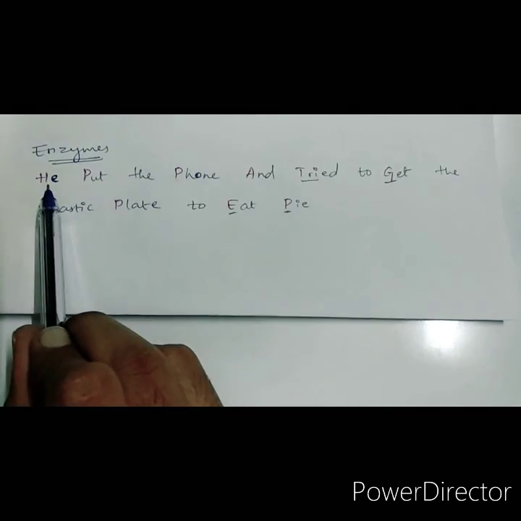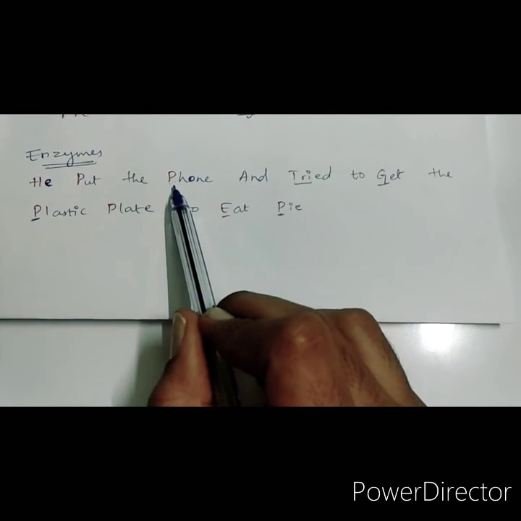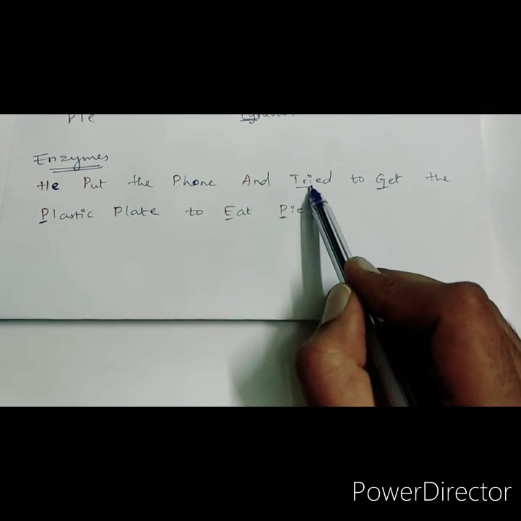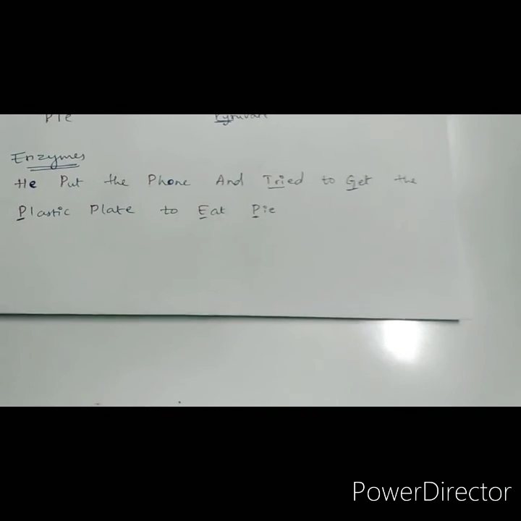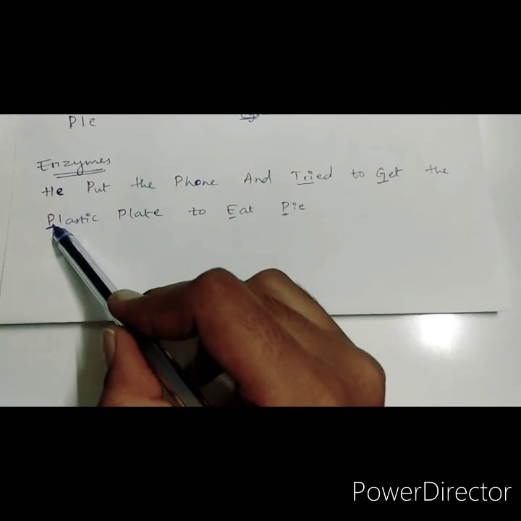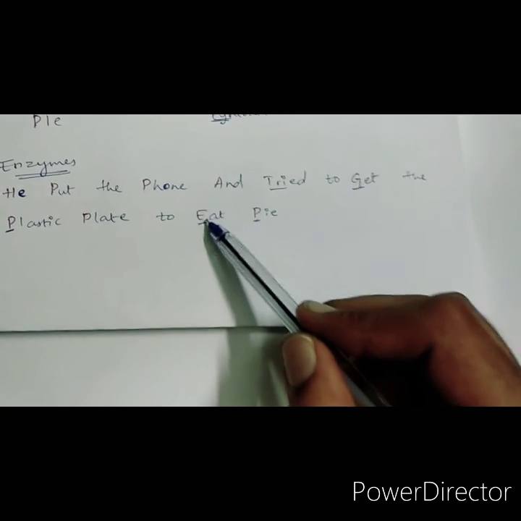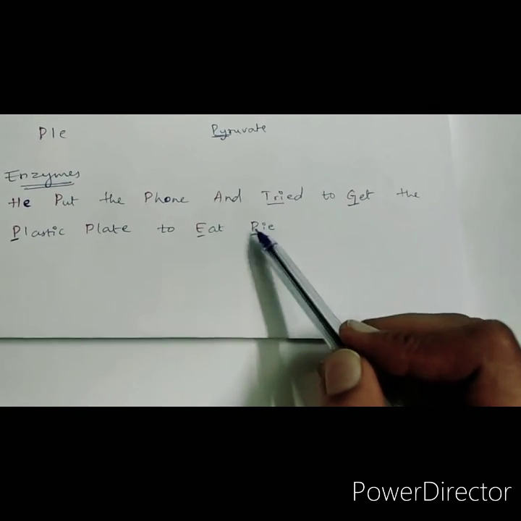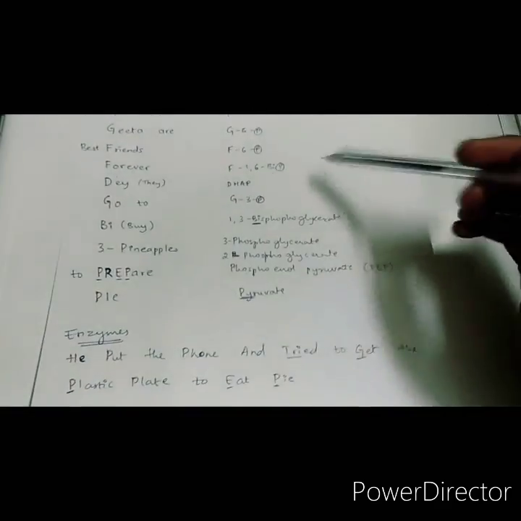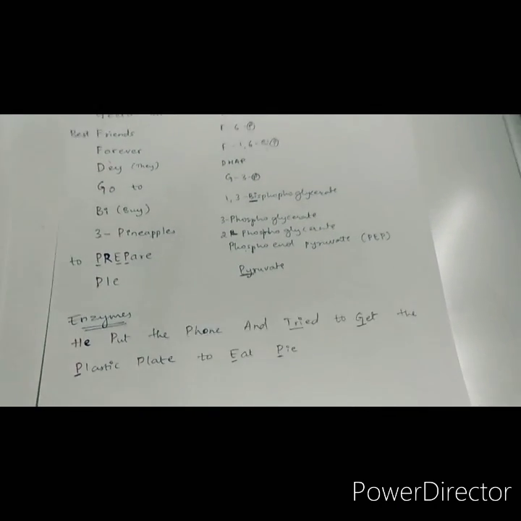So this is how: hexokinase, phosphoglucoisomerase, phosphofructokinase or PFK, then aldolase, then triose phosphate isomerase, then glyceraldehyde phosphate dehydrogenase, then phosphoglycerokinase, then phosphoglyceromutase, then enolase, and lastly pyruvate kinase. By remembering these two sentences, you can easily remember the glycolytic pathway, that is the different metabolites produced and the different enzymes involved. Hope you have understood. Thank you.